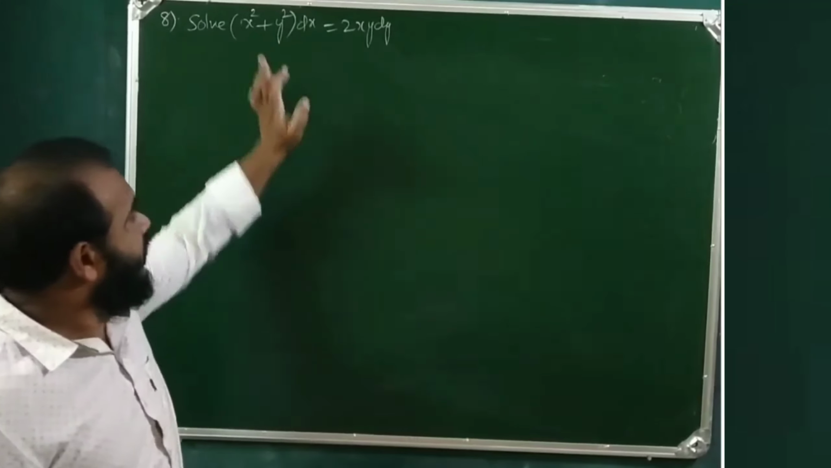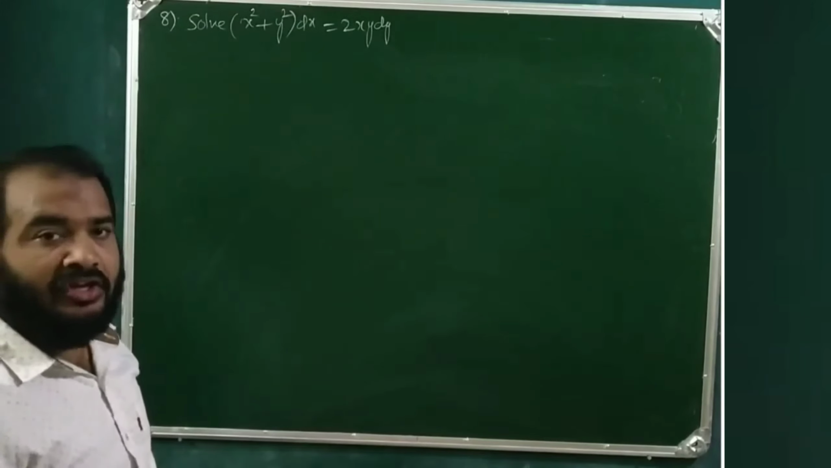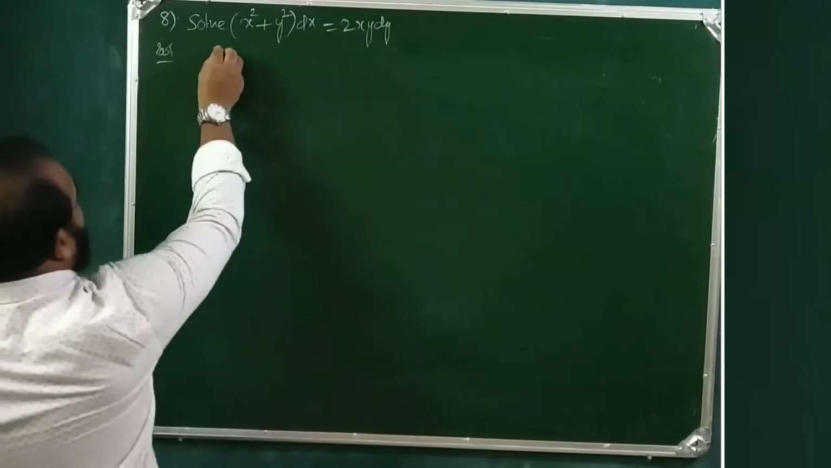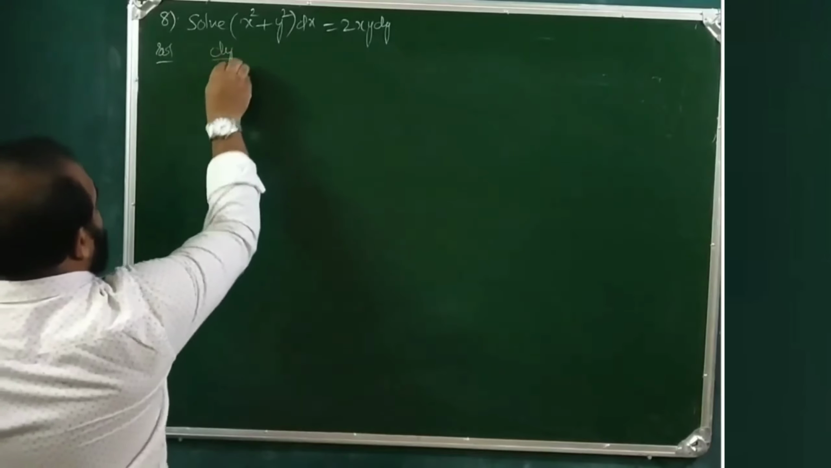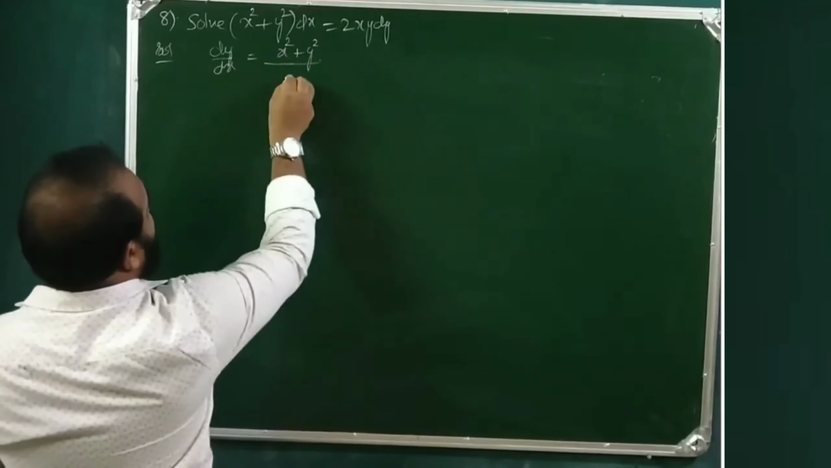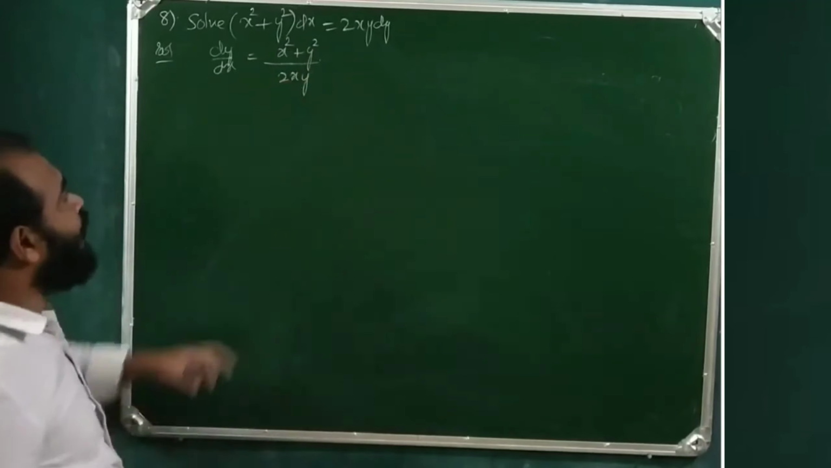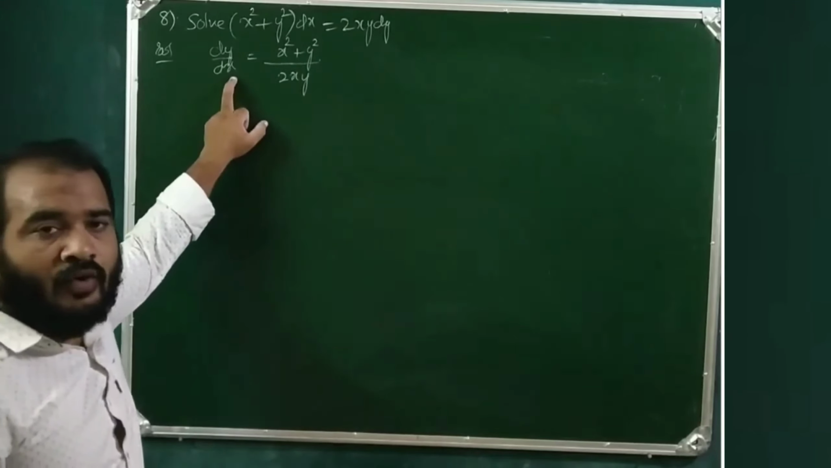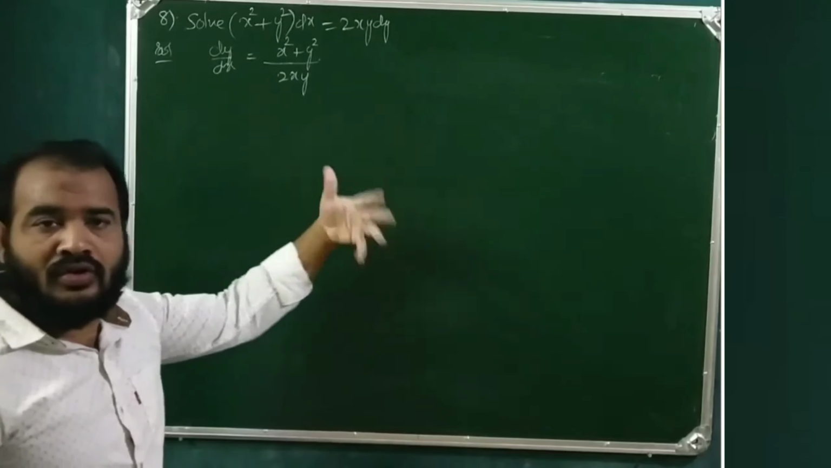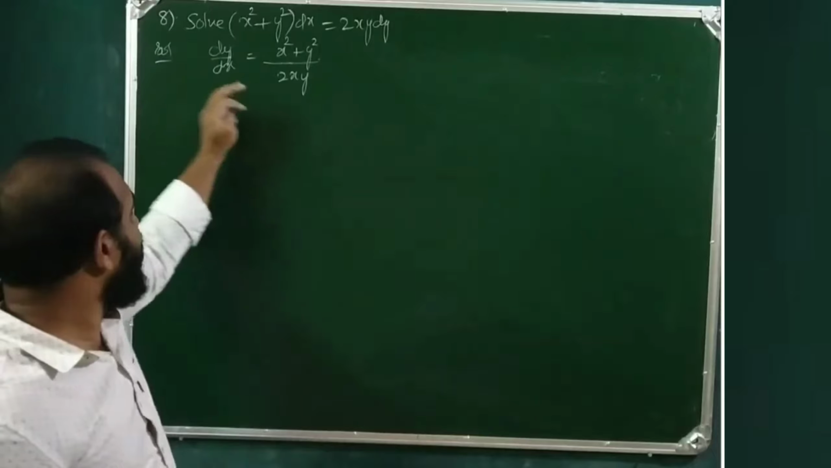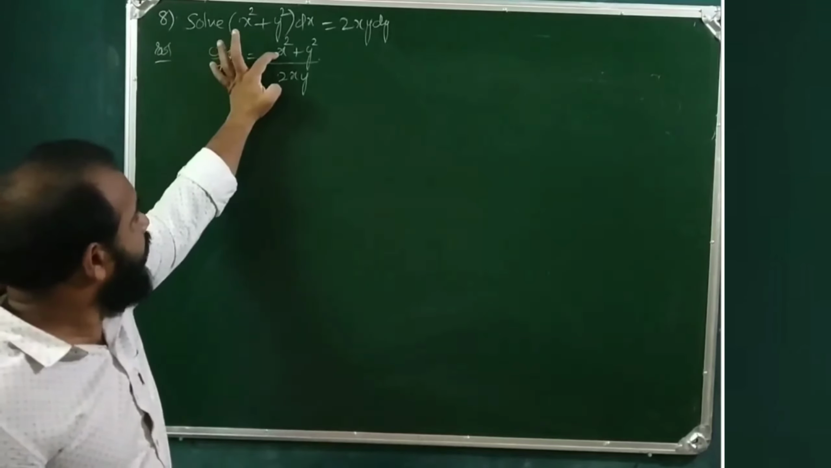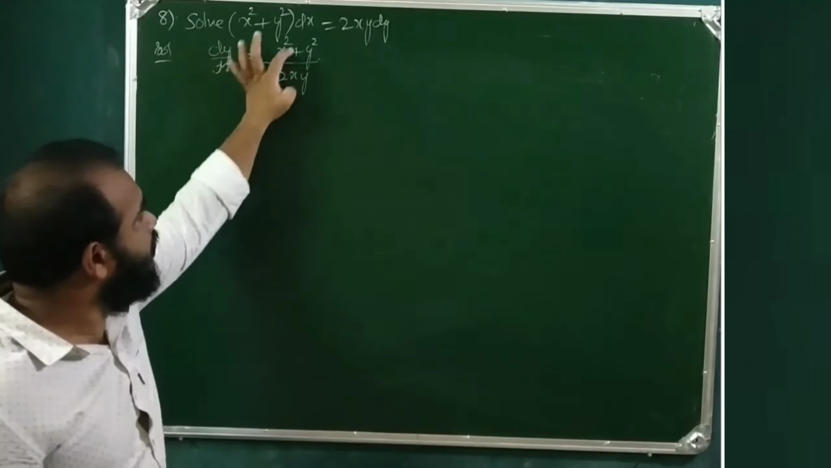Solve (x square plus y square) dx is equal to 2xy dy. So this is equal to dy by dx is equal to (x square plus y square) by 2xy. Because if we try to express it in the form of dx by dy, then 2xy by (x square plus y square), from which we cannot go any further. That is why instead of dx by dy, I have opted for dy by dx, so that now it has become a plus b by c, a by c plus b by c.